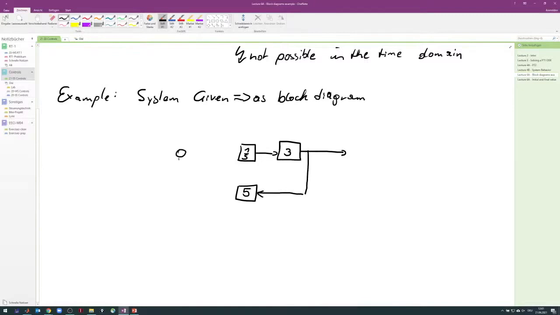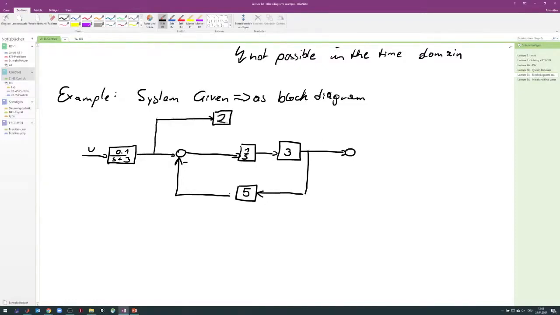And we have a summation here where there goes a minus. And we have another transfer function, which here is 0.1 over s plus 3, sorry. And what goes in here is our input u. And what goes out here, actually we have another path here, and this guy adds here at the end, and here we have the output. So, and this is your system, right?